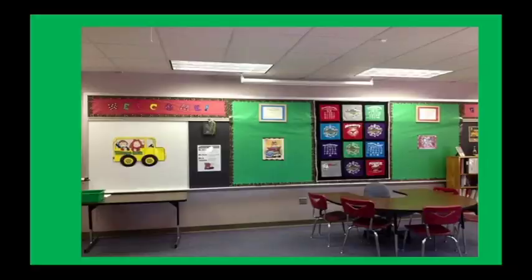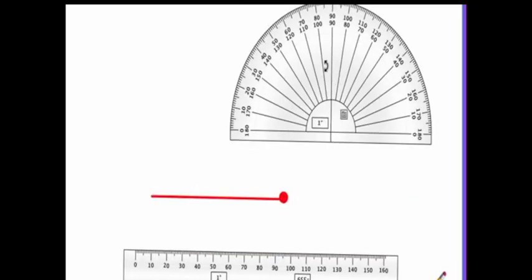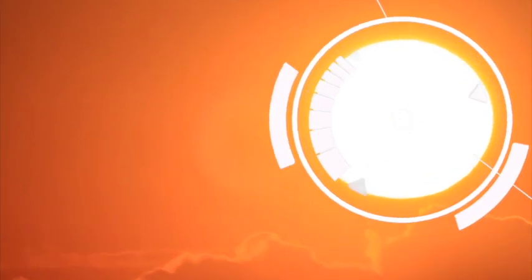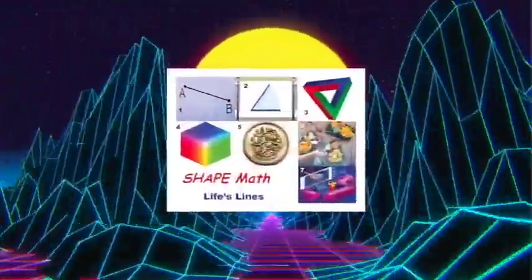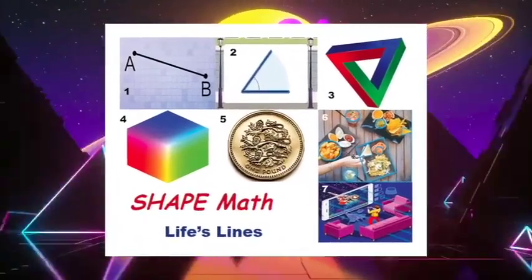Shapes are all around us. We see one line, then two lines. Next, we see shapes with three lines, then four. We see circles like our life-giving sun. Shape Math helps us understand our real and cyber worlds in 7 steps.